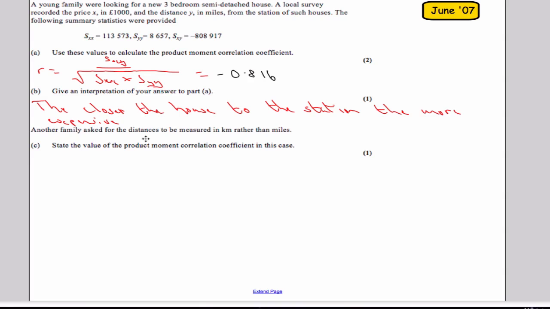Another family asked for the distances to be measured in kilometers rather than miles. State the value of the PMCC in this case. Well, in other words, it would be coded, and the PMCC is still going to be minus 0.816 because the PMCC is not affected by coding.